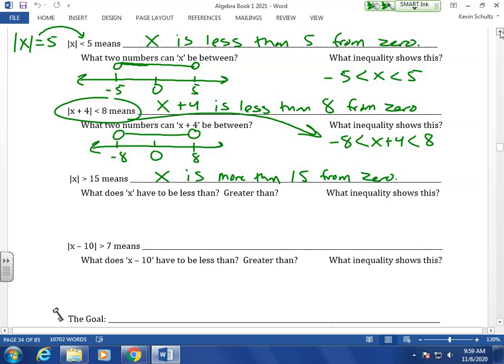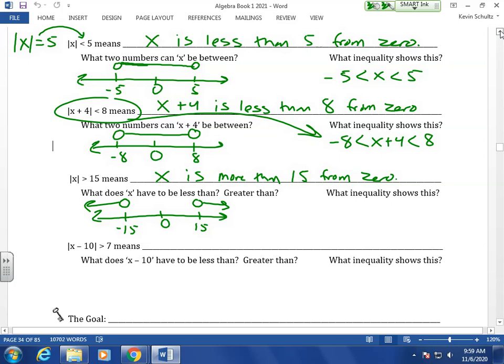X will be farther than 15. So I asked two questions here because just like our graphs above, we've got 0 and that 15. What's 15 away from 0? 15 and negative 15. Instead of being between those, we're going to be further away: less than negative 15 or greater than positive 15.